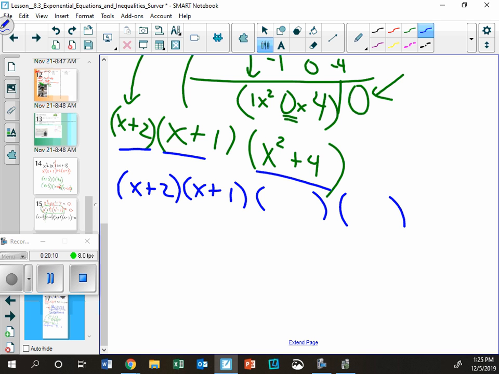Be like those cool kids who can factor this. I'll have to play that song later. Wish that I could be like the cool kids. Okay, anyway.